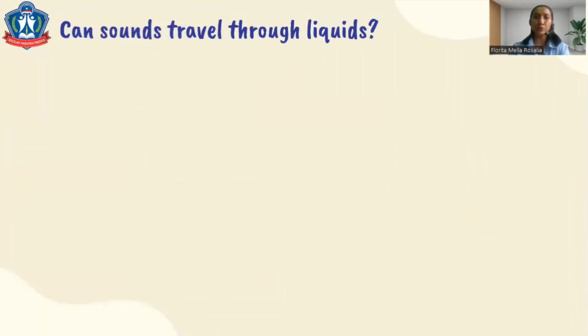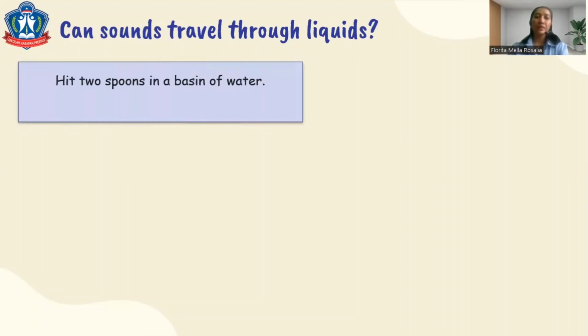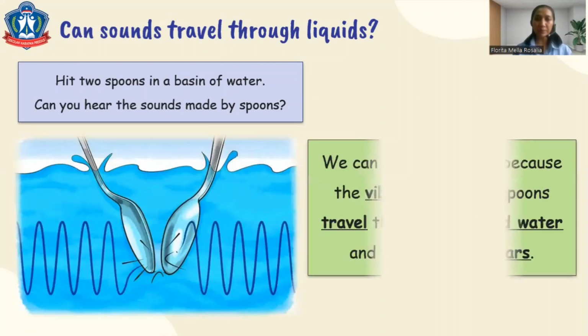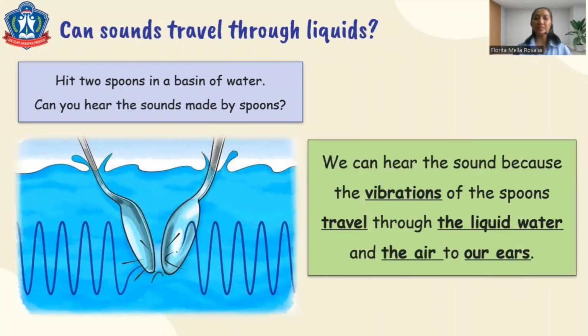Now, can sounds travel through liquids? Now you hit the two spoons in a basin of water. Can you hear the sounds made by the spoons? We can hear the sound because the vibration of the spoons travels through the liquid water and the air to our ears.